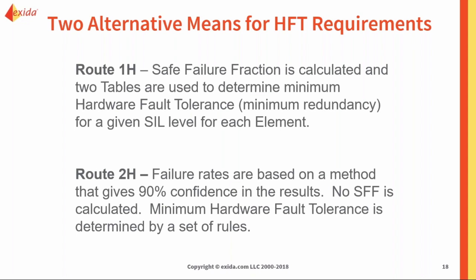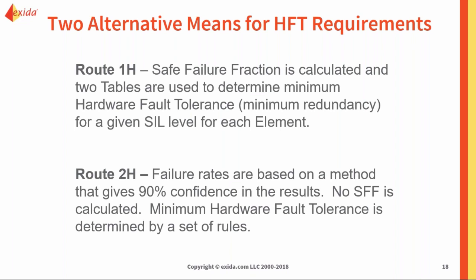This safe failure fraction was the original method of architectural constraints, and in 2010 they changed the safe failure fraction calculation because people were overinflating it, or they were kind of cheating it a little bit. So instead they welcomed a second option, Route 2H.